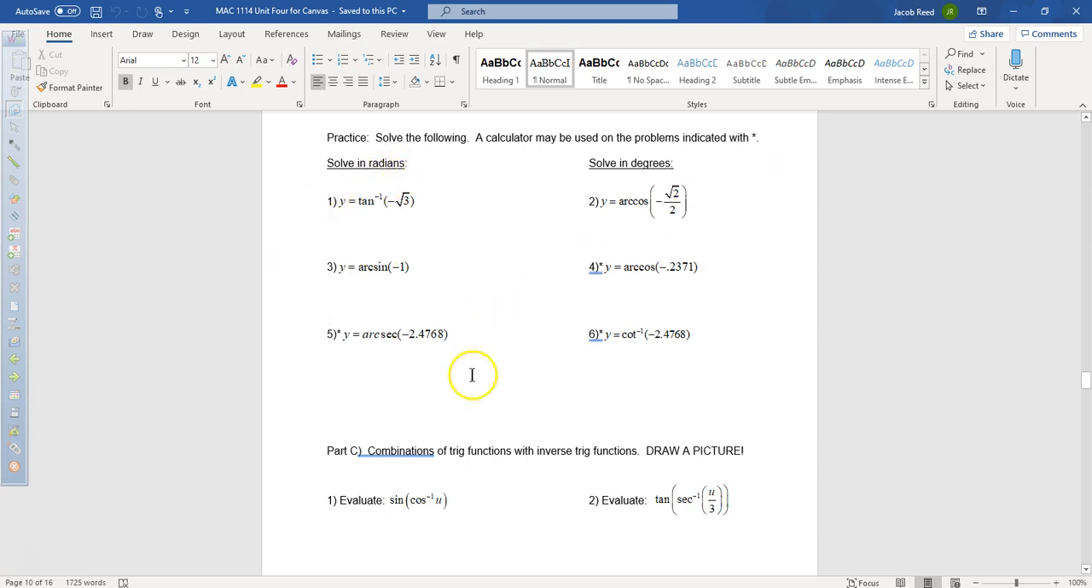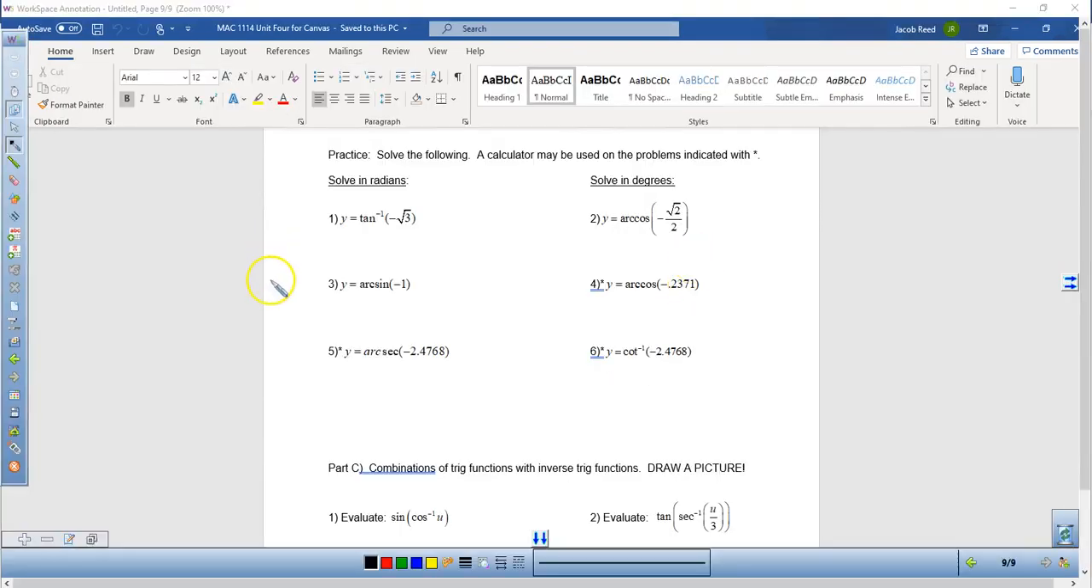I don't think we need a lot of practice on this because I think you guys get the idea of what we're doing. We're just doing the same thing over and over. So, tangent inverse of negative root 3 is negative pi over 3. You can really type this in your calculator. No one's going to be the wiser. Arc cosine, it's going to be 135. Notice this column's radians, this column's degrees. Arc sine of negative 1, that's negative pi over 2.